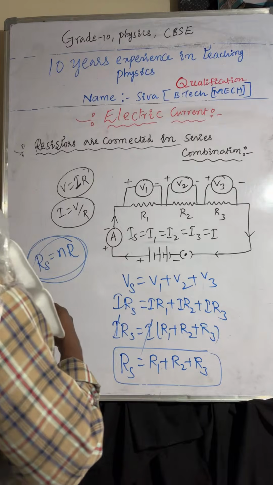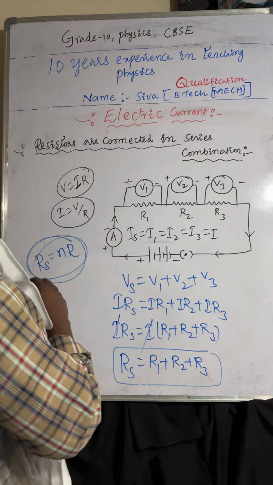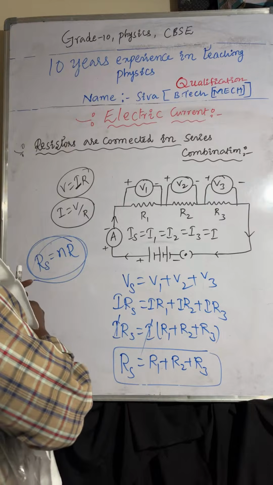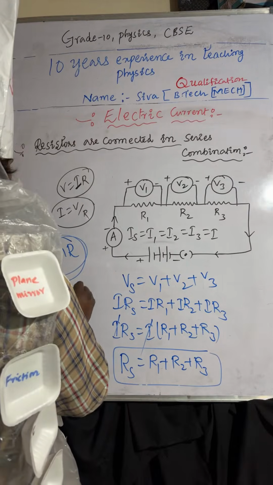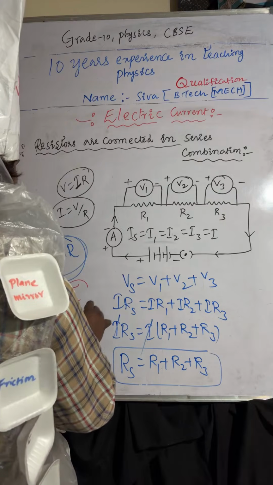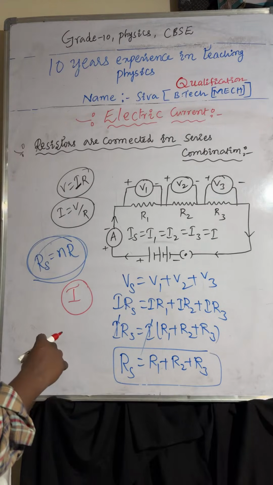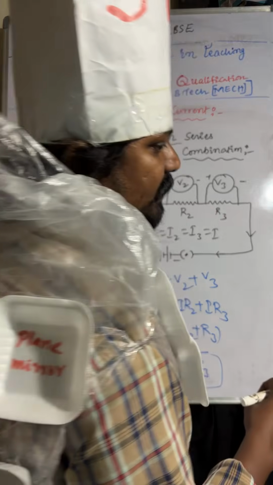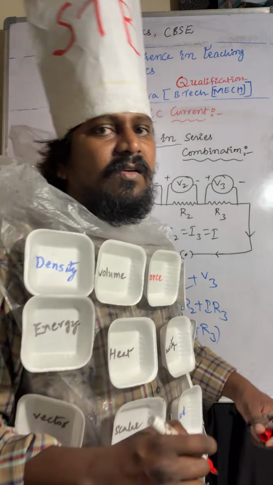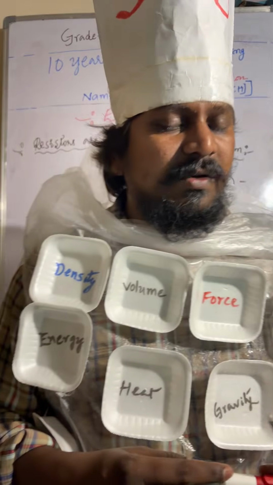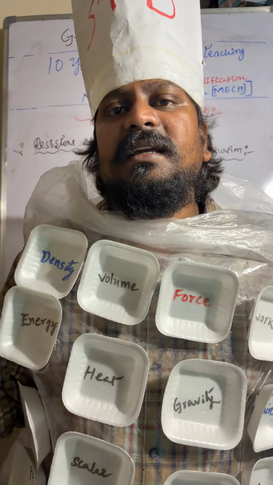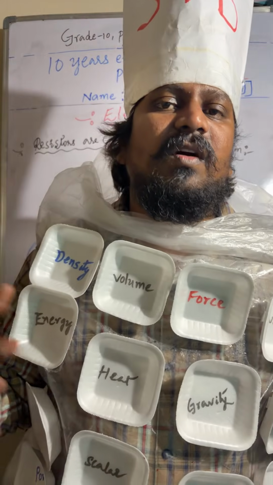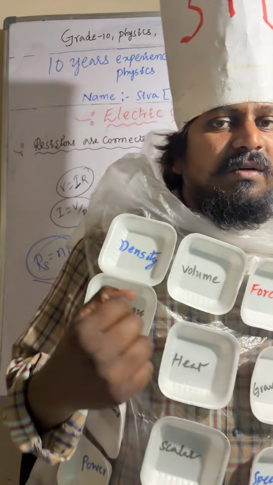Next one, and one more question here. Which physical quantity is constant in series combination? Current is the physical quantity which is constant in series combination. Sir, I have one doubt. Sir, what is physical quantity? The quantity which can be measured is called a physical quantity. So current is the physical quantity which is constant in series combination.